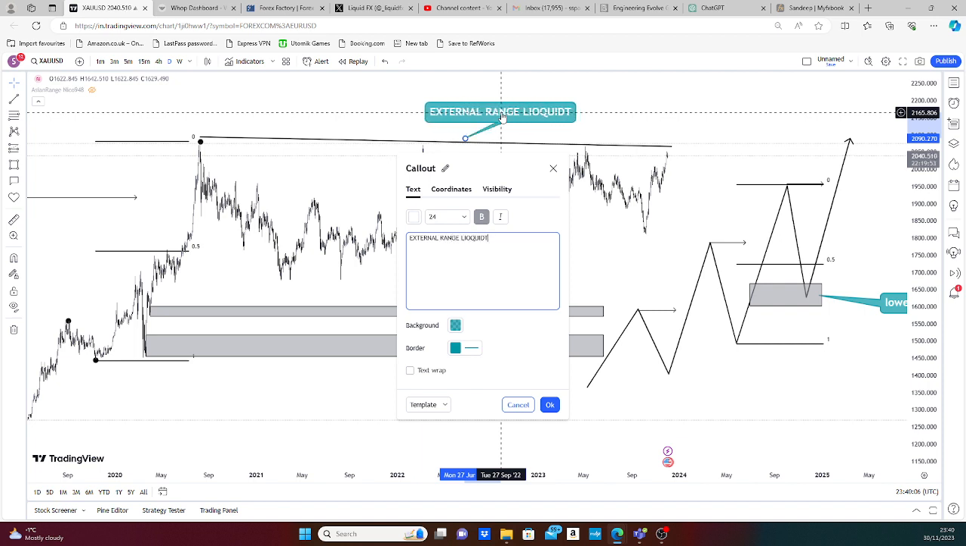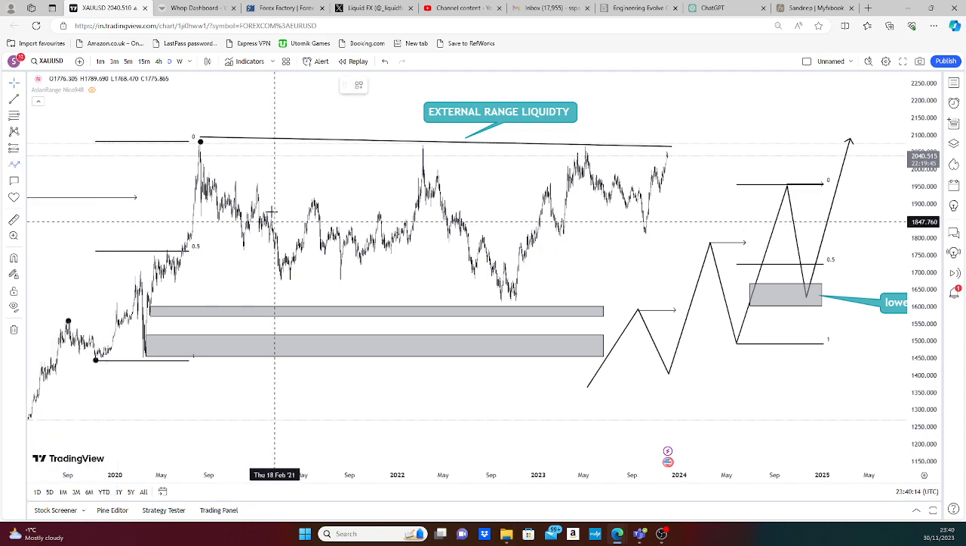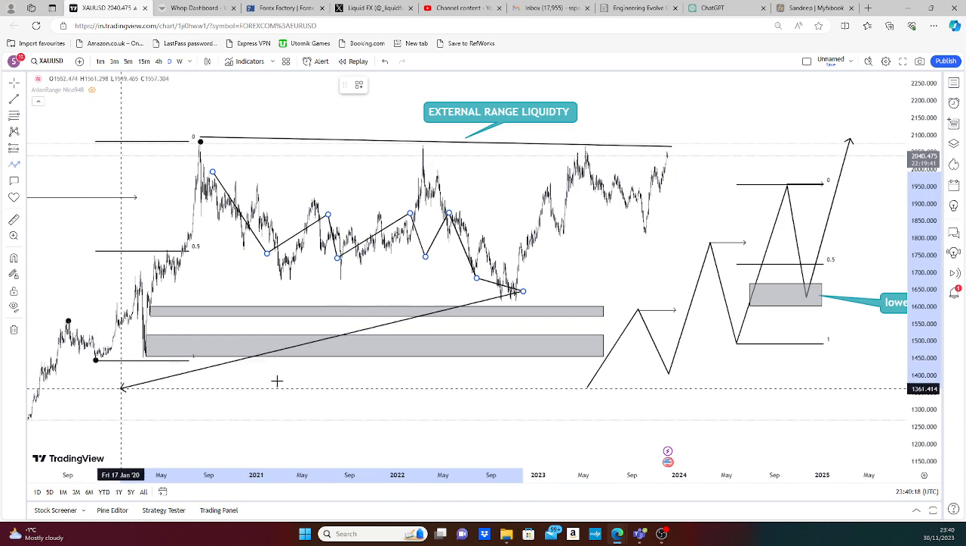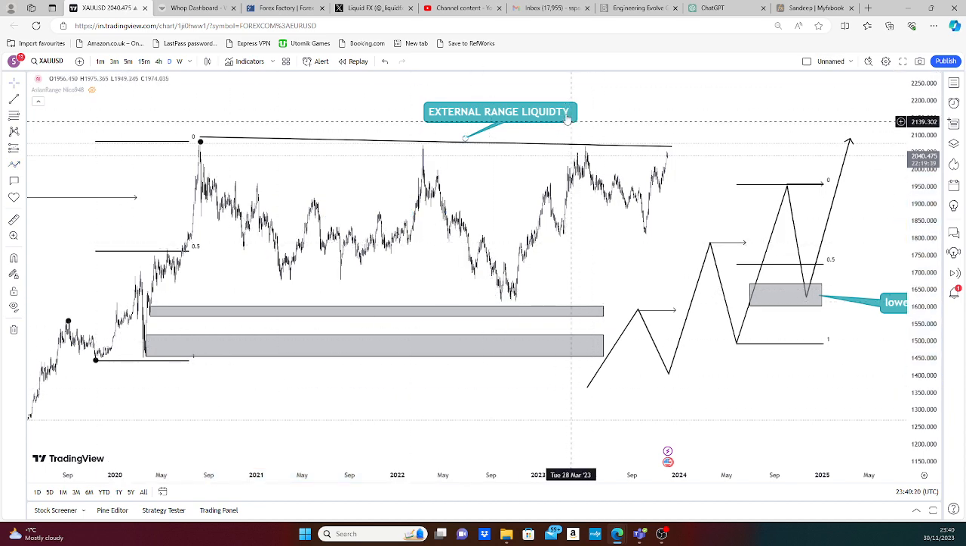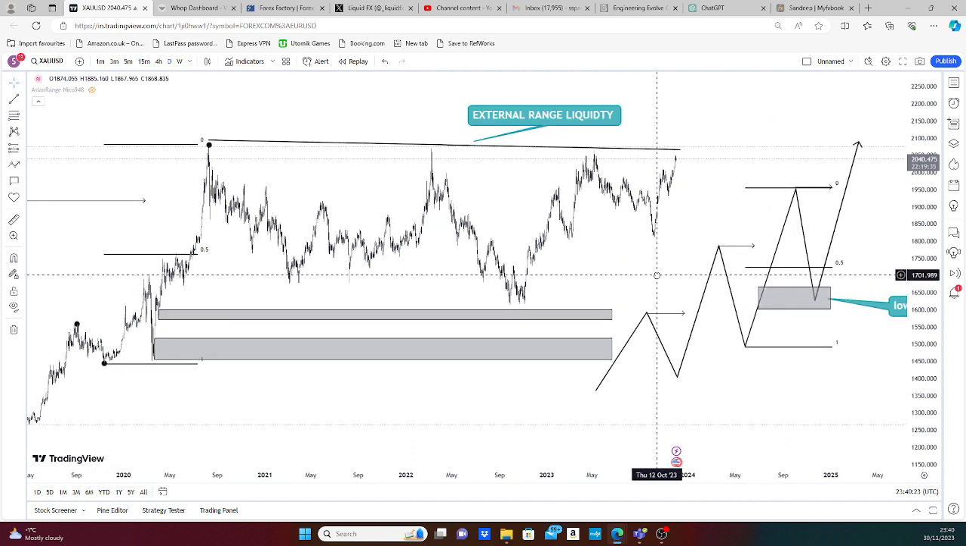Now, the reason why it's external range liquidity is simply because we see it outside the structural range, right? So here, for example, we are inside the range over here. This is all inside the high and the low. But this liquidity here is external to the range. And therefore, we treat it as external liquidity because it's outside the range.